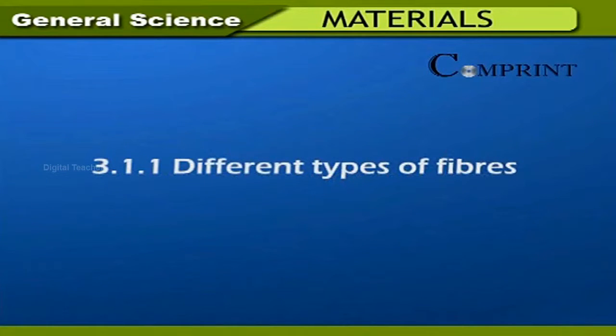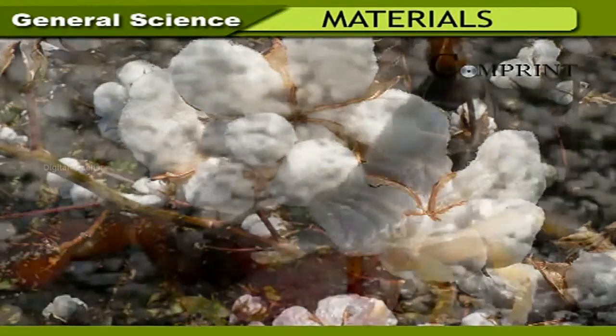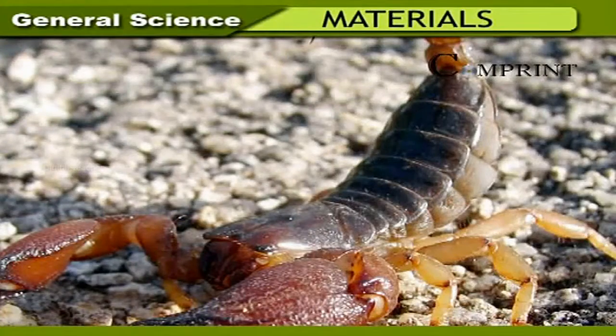Different types of fibers. Clothes like cotton, silk, wool, and jute are made up of natural fibers. Natural fibers are thick in appearance. Clothes like polyester, terylene, and acrylic are made up of synthetic fibers.